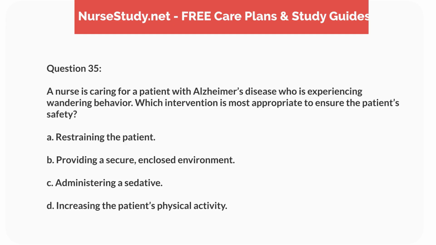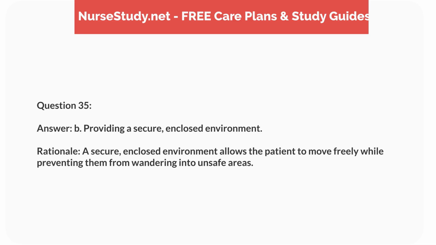Question 35. A nurse is caring for a patient with Alzheimer's disease who is experiencing wandering behavior. Which intervention is most appropriate to ensure the patient's safety? A. Restraining the patient. B. Providing a secure, enclosed environment. C. Administering a sedative. D. Increasing the patient's physical activity. Answer: B. Providing a secure, enclosed environment.